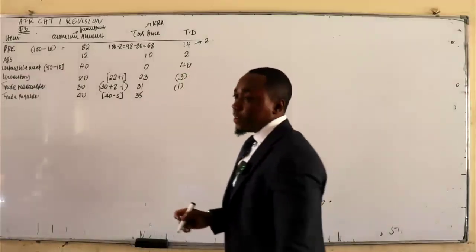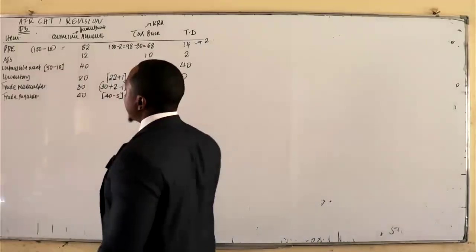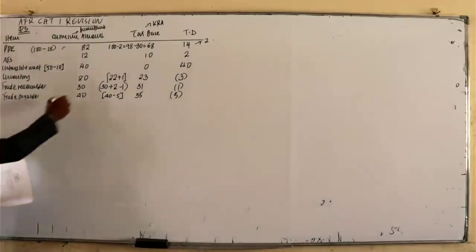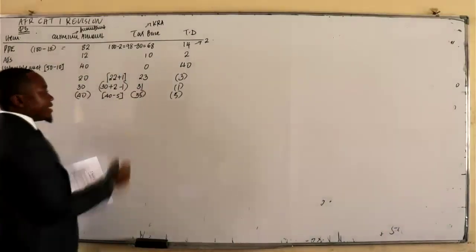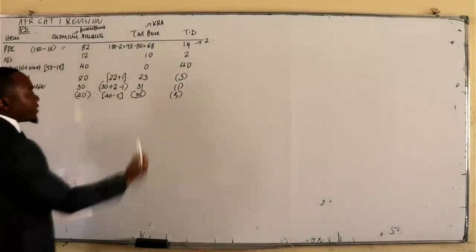So how much is the temporary difference? 5, which is negative. Is it negative or positive? It's negative. What do I say about liabilities? Trade payable is a liability, right? For liabilities, you recognize the amount as negative. So you'll be taking negative 40 minus negative 35, and you get negative 5. The liabilities, you show them as negatives.